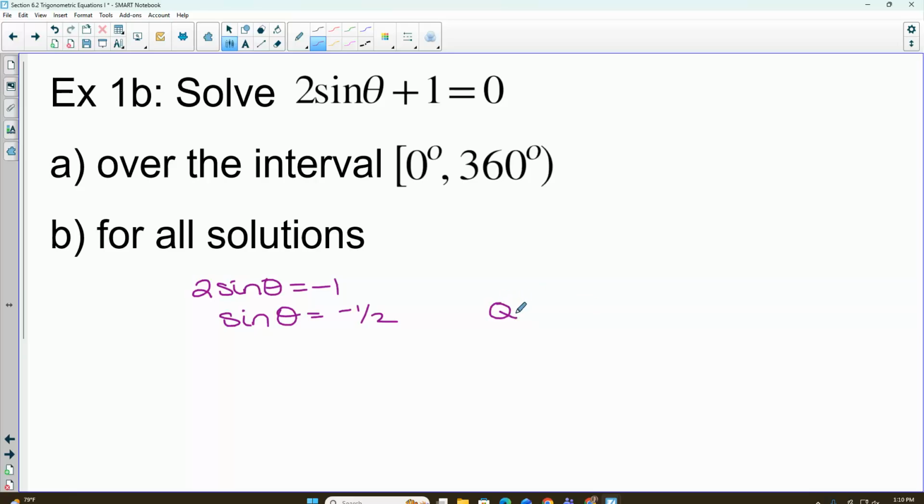In what quadrants is sine negative? Reference angle, when is sine 1/2? Okay. So my answer is between 0 and 360. My angle could have been 30 degrees in quadrant 3. So we have to think 180 plus 30 is 210. In quadrant 4, 360 minus 30 is 330.